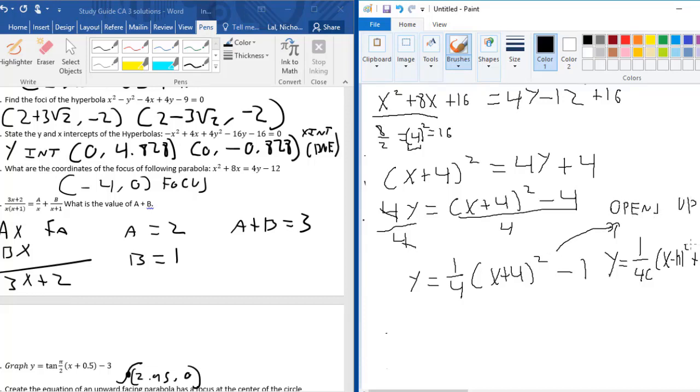Where do they get the 1 over 4c? No, just the one for the y. Okay, so I have two terms. I have (x plus 4) squared divided by 4 and negative 4 divided by 4. Now that negative 4 divided by 4 just became a negative 1. But I just decided to write that (x plus 4) squared divided by 4 as (x plus 4) squared times 1/4. So dividing by 4 is the same thing as multiplying by 1/4.